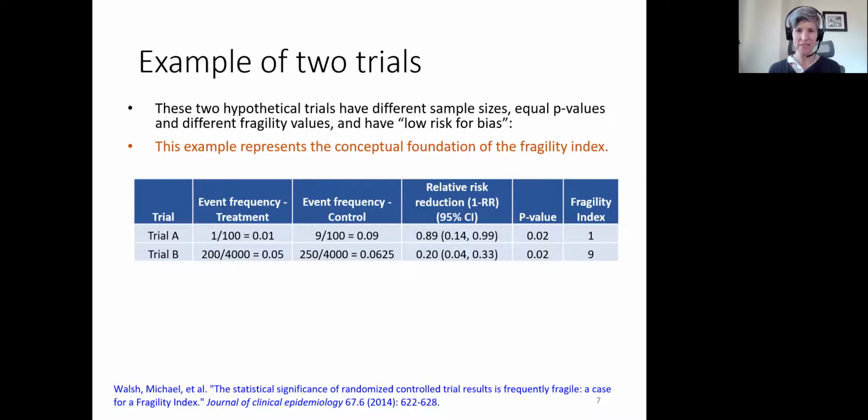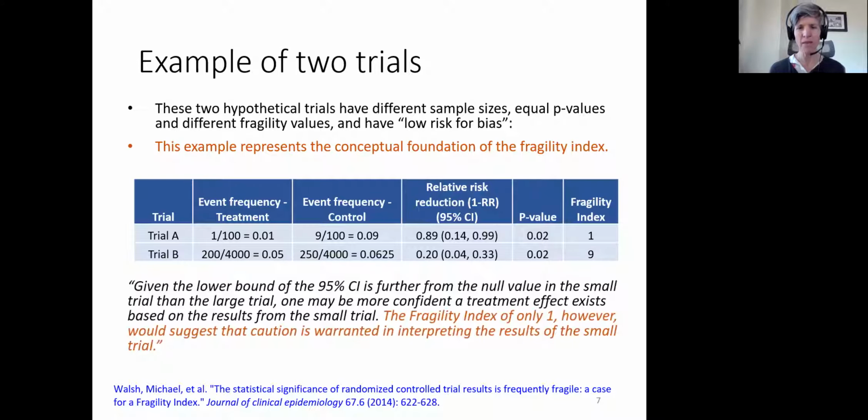What you can see is that the smaller trial, in order to match the p-value of the larger trial, needs to have a larger effect size. In this case, the effect size is measured as 1 minus the relative risk. You can also see that the confidence interval of the smaller trial is farther away from the null value of 0. But its fragility index is smaller, indicating it's more fragile.